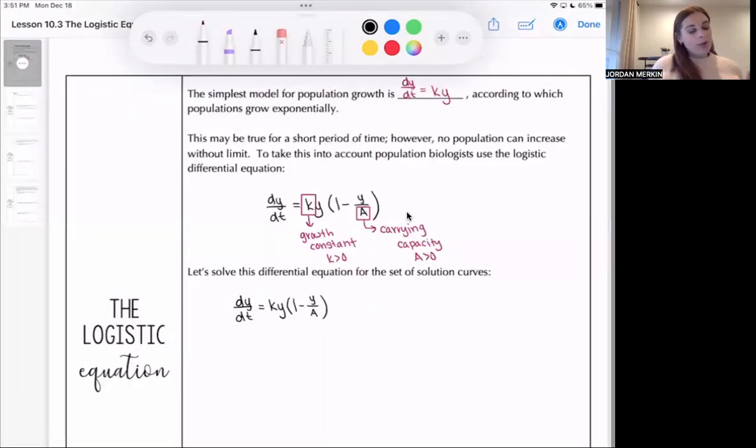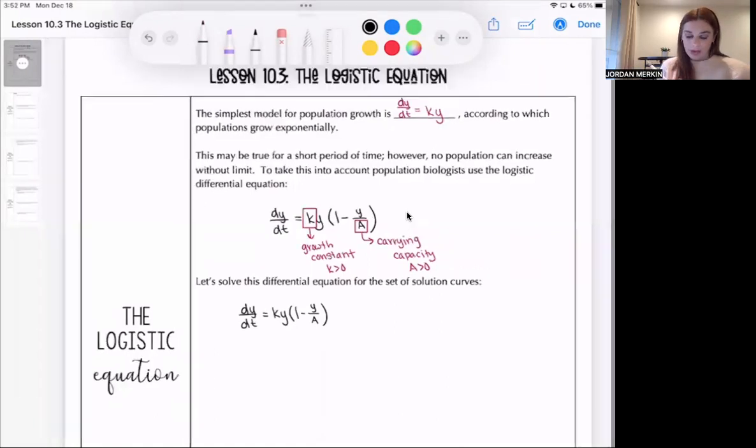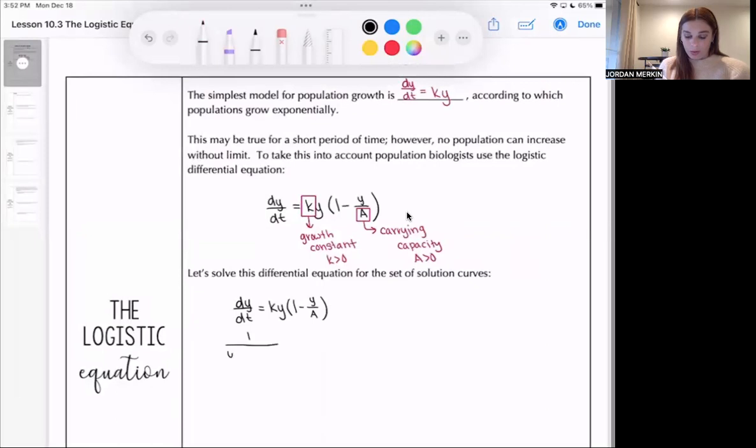Okay, so what we need to do first is we need to split up our variables, just like we've done in previous units. So what I'm going to do is I'm going to divide both sides by y times 1 minus y over A. So I end up with 1 over y times 1 minus y over A, and we have a dy on that side, equals, and I'm going to multiply, I like to say multiply in parentheses, it's not really what you're doing, both sides by dt. So we have k, remember there's still a k there hanging out, dt. And then we can integrate both sides to solve this differential equation.